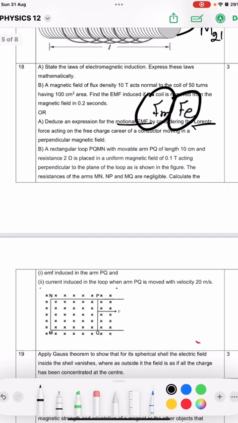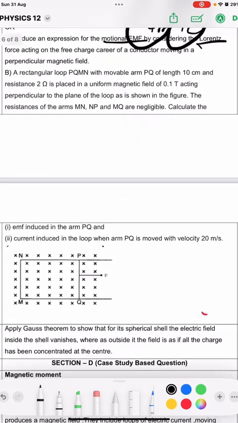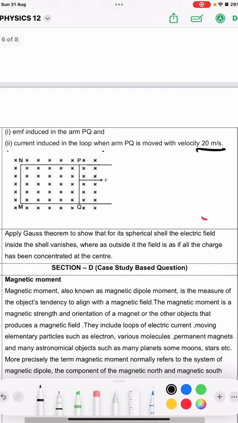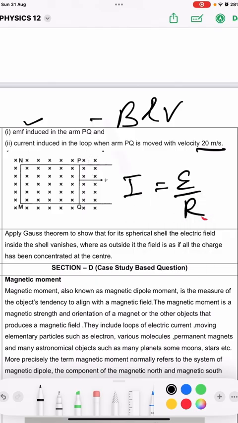Now let us see the next question, which is the B part. So here length is given, B is given, resistance is given, and velocity is given. So first part is induced EMF, so that is BLV. Put magnetic field, put L, and put velocity, you will get. And then current is EMF by resistance. This is EMF. B you put, L you put, and V you put, you will get EMF. And if you divide the EMF by resistance, you will get current.